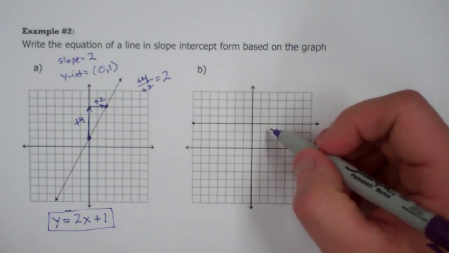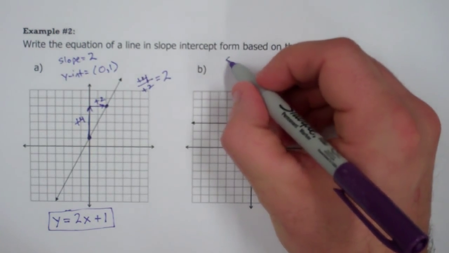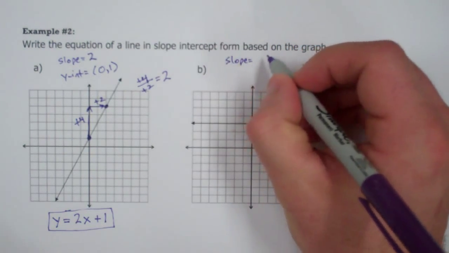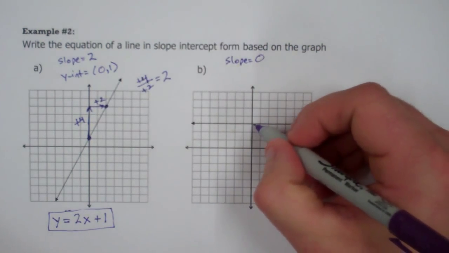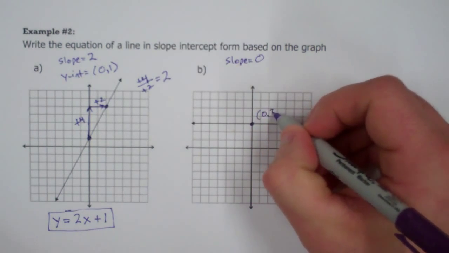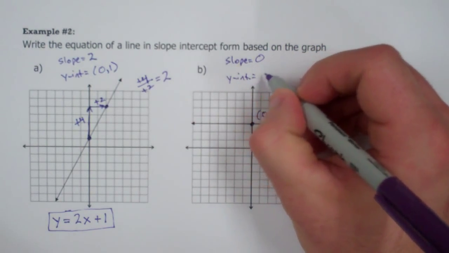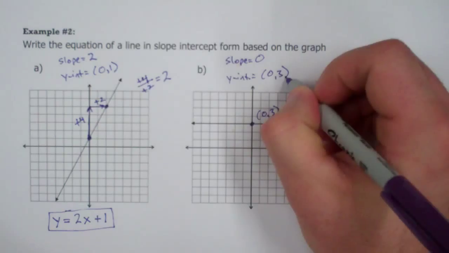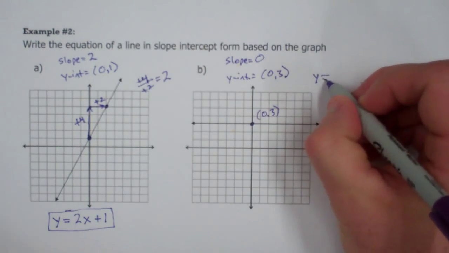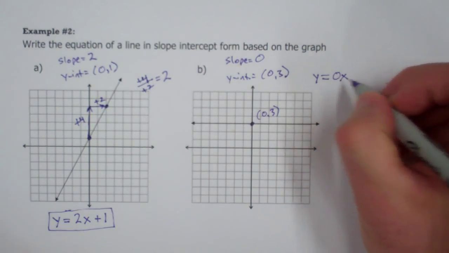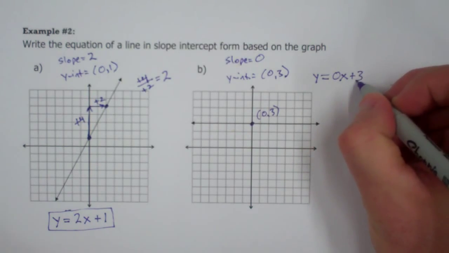This one's a little bit different. The slope here is 0. The slope of any horizontal line is 0. And the y-intercept is right here at (0, 3). So there's our y-intercept. To write the slope-intercept form, slope is 0, up 3.